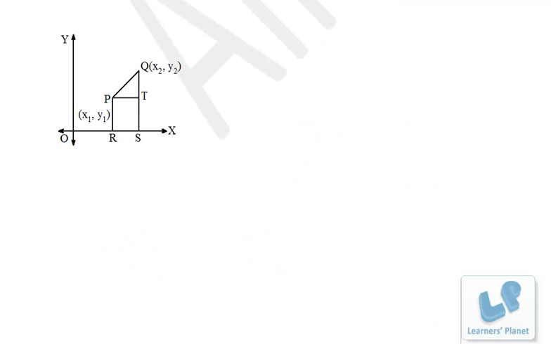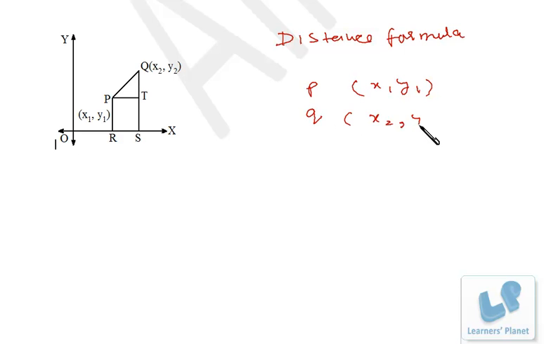Now the next thing is the distance formula, that is, the distance between two coordinates or two points. Here we can see two points P and Q. The coordinates of P are x1 and y1, and the coordinates of Q are x2 and y2. Now we have to find the distance between P and Q. What I do is make a triangle: I join P and Q, then take two points on the x-axis, R and S. The distance RS will be equal to the distance PT. That means this distance is equal to this distance.